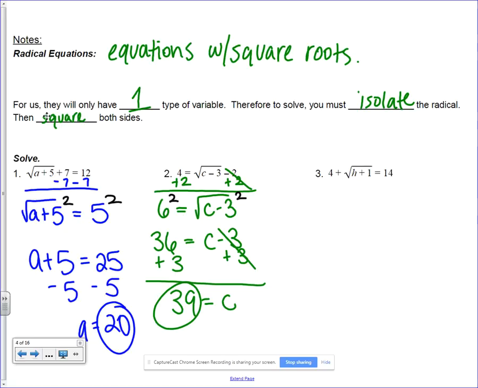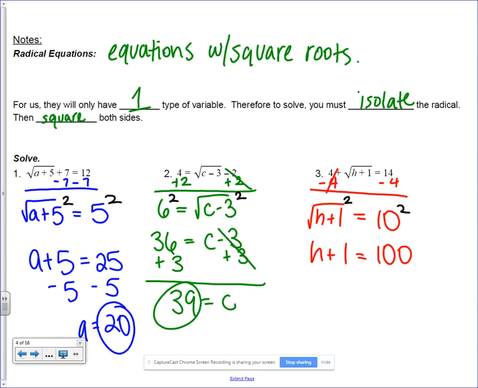What do I need to get rid of? The 4. Good. How? Yeah, it's a positive 4 out there. So let's subtract it. Now I have h plus 1 equals, what, 10? Okay. Anything else outside of that radical that I need to get rid of? Just the radical itself, right? And how do I do that? Square it. So now I have h plus 1 equals 100.